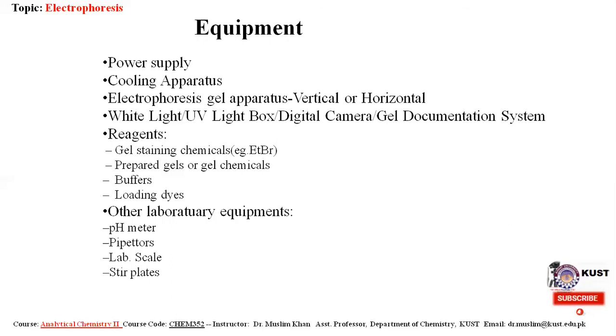So what equipment is needed in the electrophoresis technique? A power supply is one of the main ones. A cooling apparatus, and an electrophoresis gel apparatus, vertical or horizontal, depending. White light, a UV light box, a digital camera, a gel documentation system, and reagents: gel staining chemical, gel preparation chemicals, buffer, loading dye, and other laboratory items like a pH meter, pipette, laboratory scale, and stir plates. These are the equipment used in the electrophoresis technique.